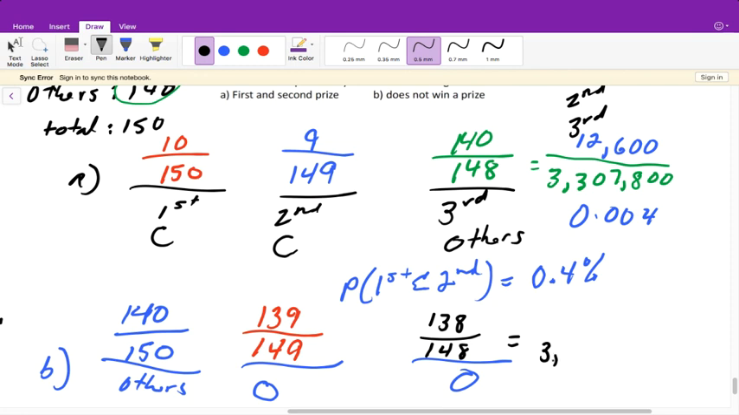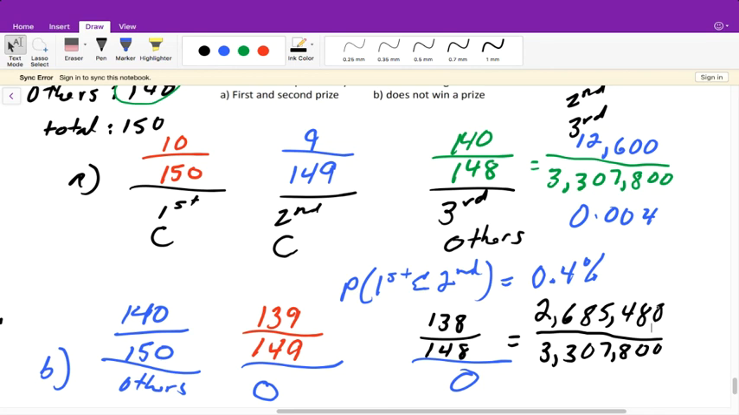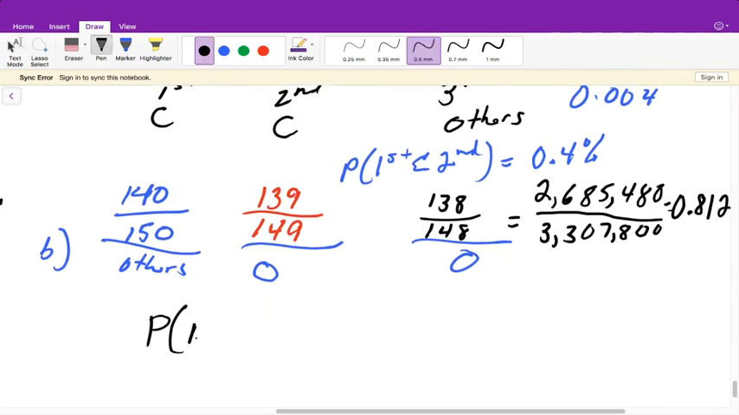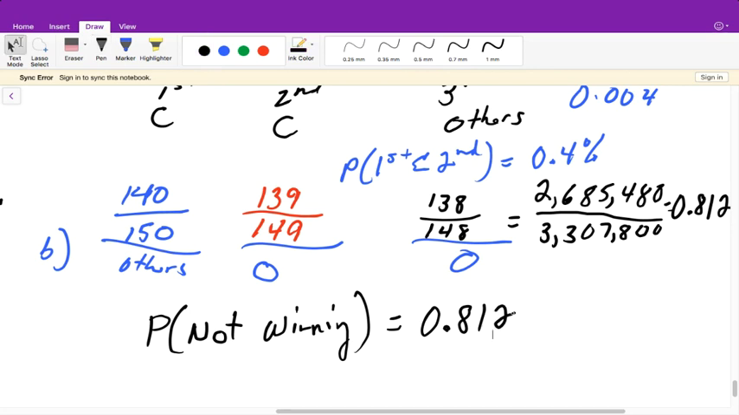So I know it's out of 3,307,800. And then 140 times 139 times 138 is equal to 2,685,480. And I'll divide it by 3,307,800. And that is going to give me 0.812. So that means the odds, so the probability of not winning is equal to 0.812. All right, that is it for this video.